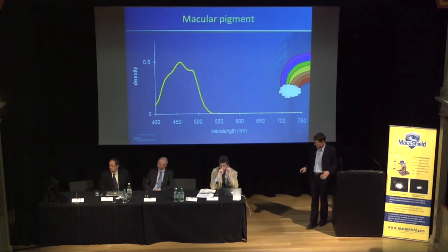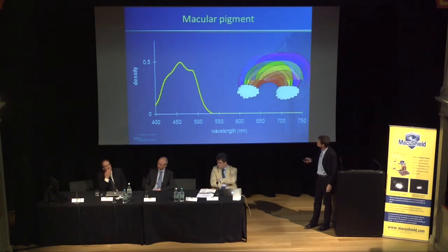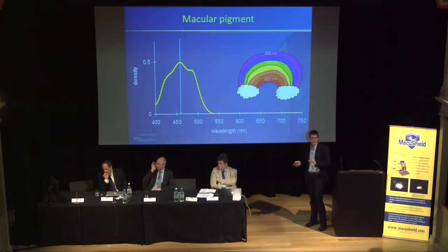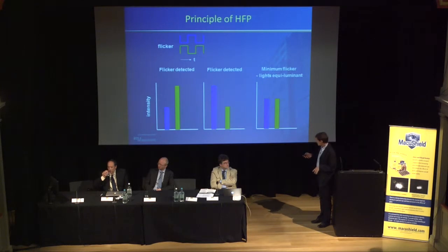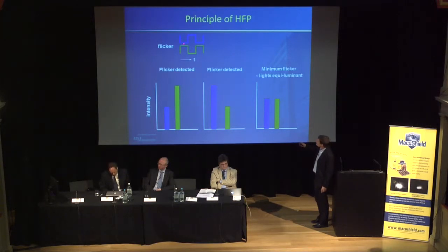So this is the macular pigment. We are all familiar with it. And I'll just give a brief introduction to flicker photometry because it makes sense for the understanding. It makes use of the fact that blue light is absorbed by the macular pigment and green light is not. So what you do in flicker photometry, at least in this device, is you flicker the blue light and the green light off and on.